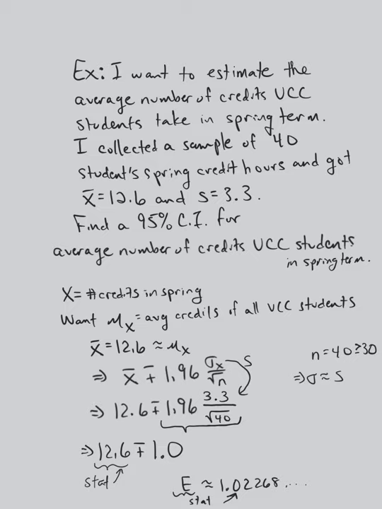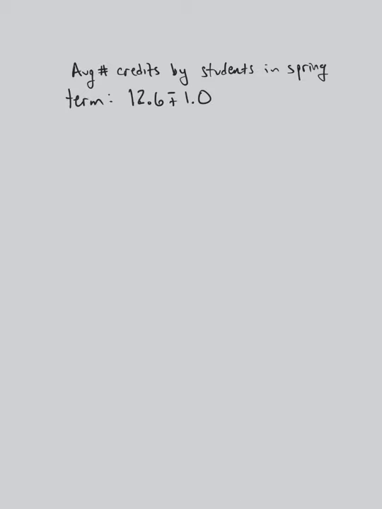And so now let's talk about how to interpret things. So remember what we're trying to get at. We're trying to get at the average number of credits by students in the spring term, at least UCC students. And then going through the math, we got these two numbers right here. There's two ways to interpret it. In textbooks, they'll compute the interval. They'll subtract 1 from 12.6 to get 11.6, and then they'll add 1 to 12.6 to get 13.6. And so this is called a 95% confidence interval.